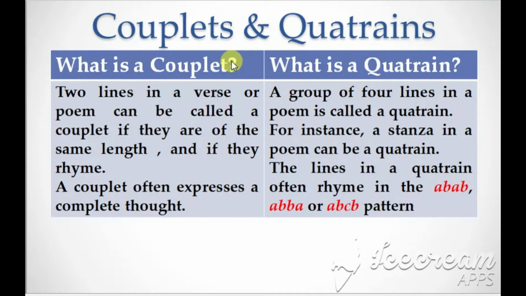Now, in contrast to a couplet, we also have a quatrain. What is a quatrain? A group of 4 lines in a poem is called a quatrain. For instance, a stanza in a poem can be a quatrain. The lines in a quatrain often rhyme in the ABAB, ABBA or ABCB pattern.